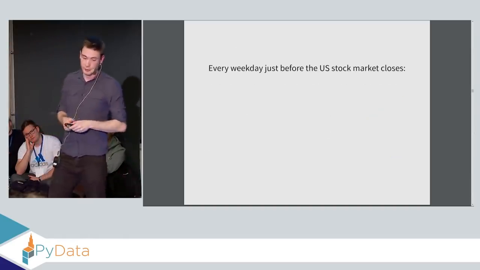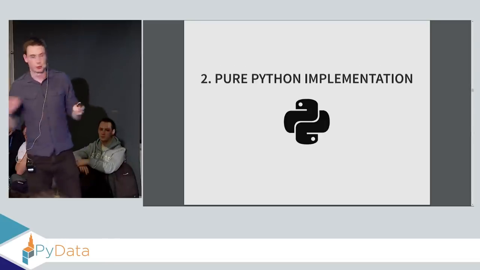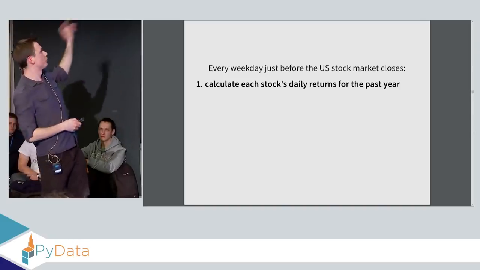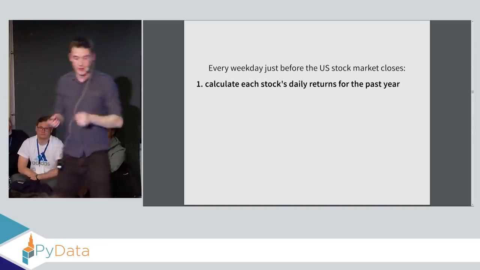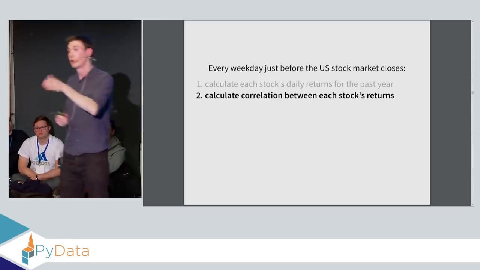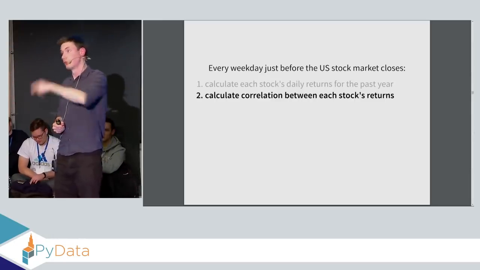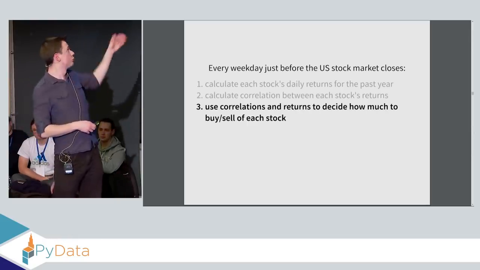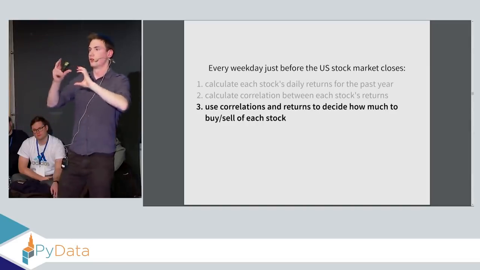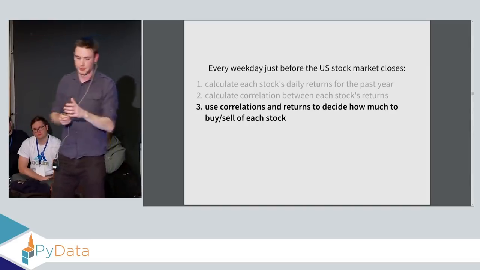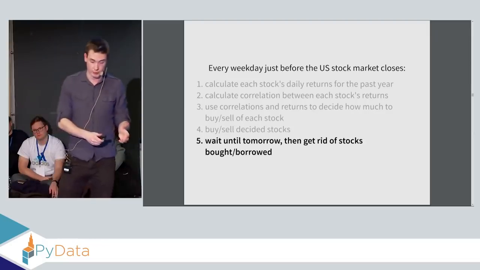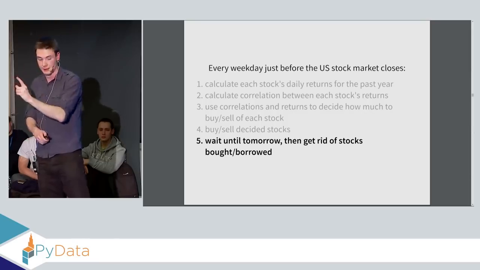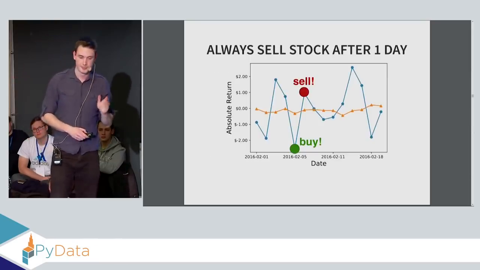And actually this requires a lot of calculations. So if we actually try and implement this in a pure Python program, we want to run a simulation where every weekday, just before the US stock market closes, we calculate the stocks' daily returns for the past year. We calculate the correlation of every single one of those stocks with every other stock. So that's about 7,000 squared correlations. And then we use the correlations and returns to get the unexplained stock returns, decide what buy and sell orders to make, execute the buy and sell orders, and then wait for exactly one day. We're keeping this very simple. We wait for just one day, and then we get rid of the stocks that we bought. We sell them all.